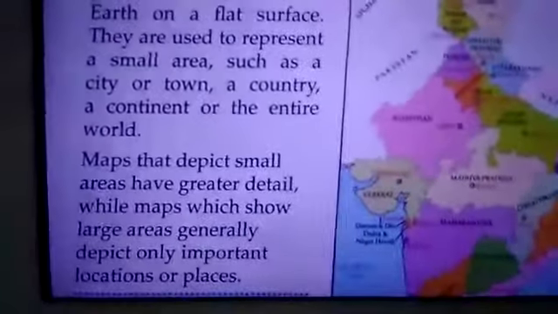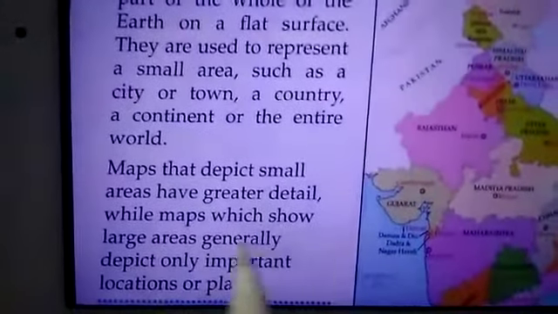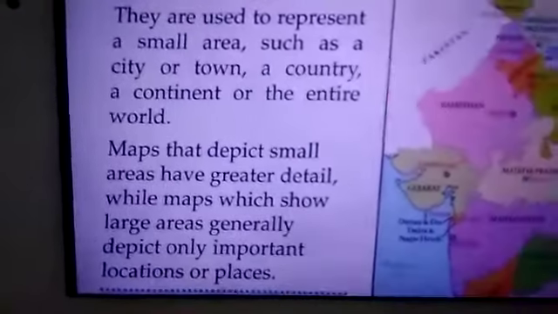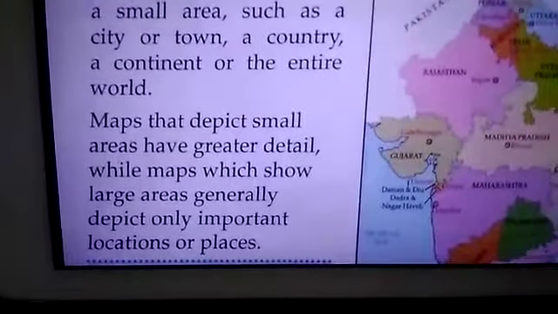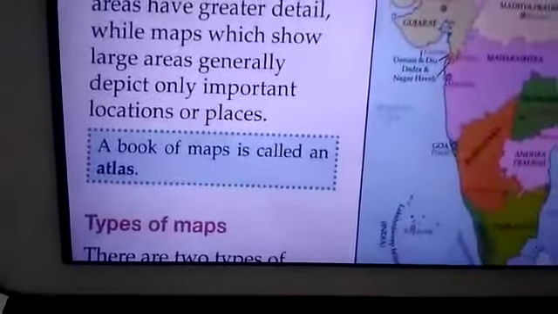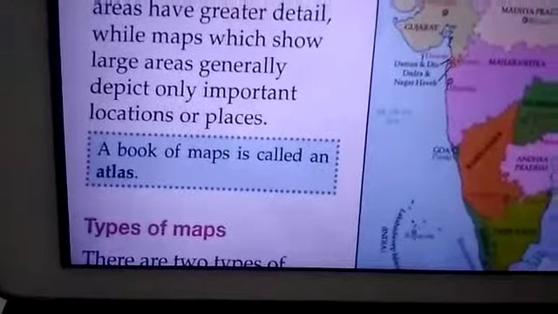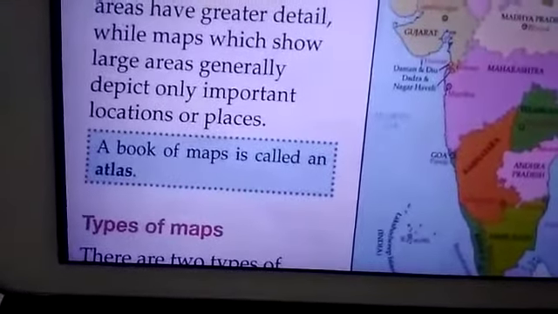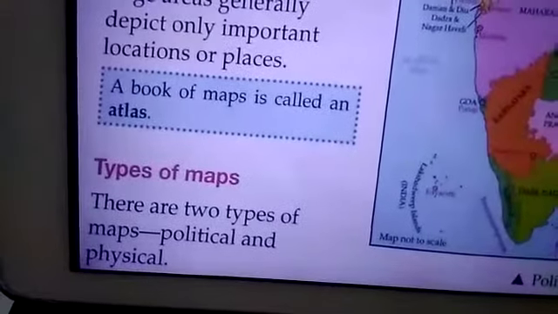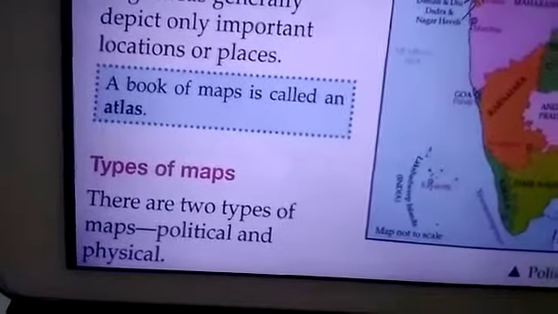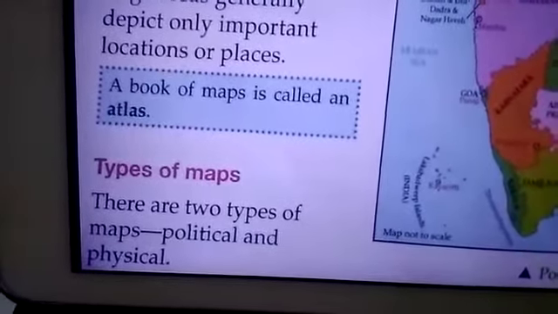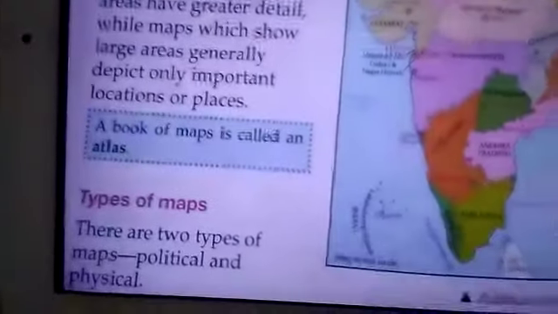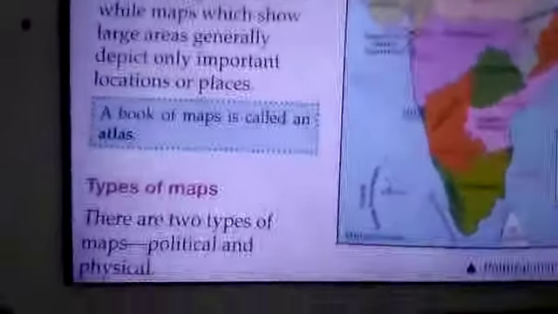While maps which show large areas generally depict only important locations or places. When we show some large areas through a map, they show only important places. Like if you are watching a map of the world, you will see that only countries are there. You can't see your city there in the world map.